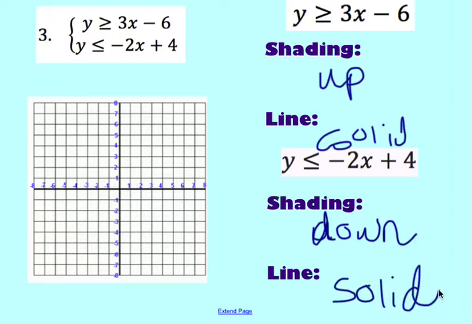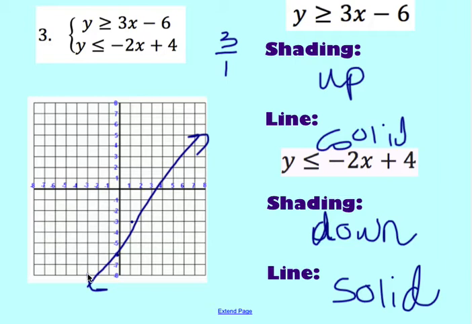So let's go ahead and take a look at graphing these. For this one, we're crossing the y-axis at -6, and that's down here. Well, my slope is 3. That's really the same as 3 over 1. So I'm going up 1, 2, 3, and over 1. Now I'm going to connect that with a solid line.